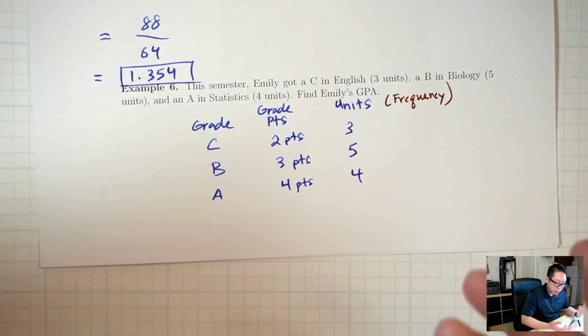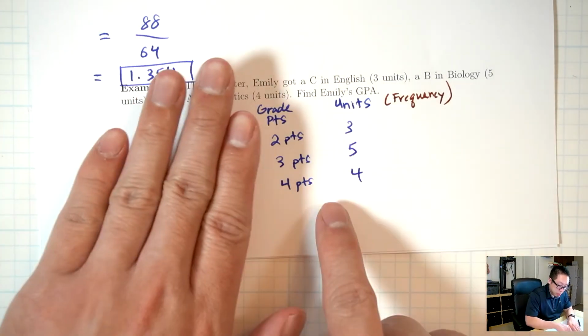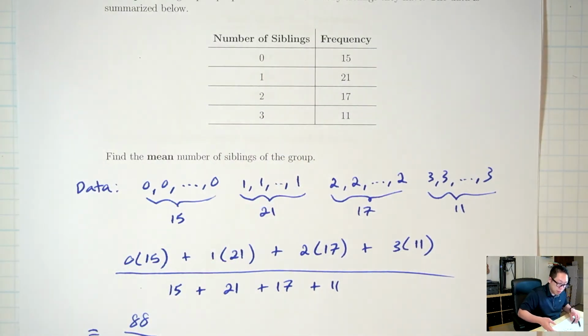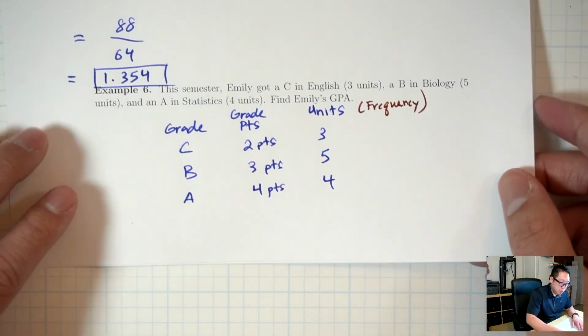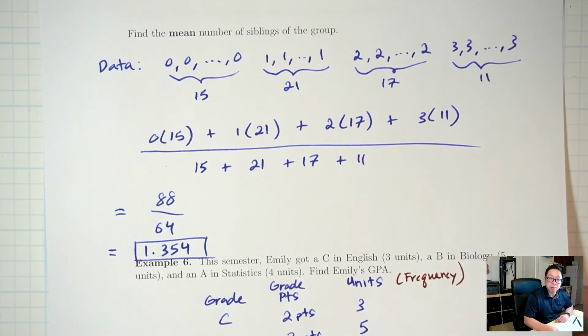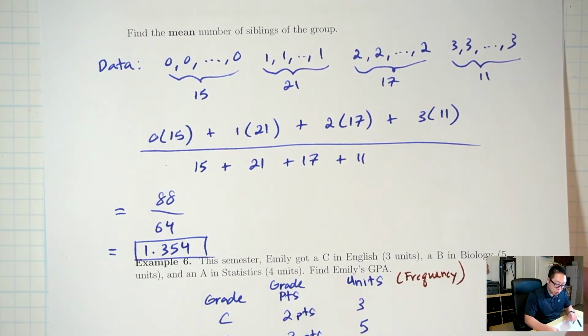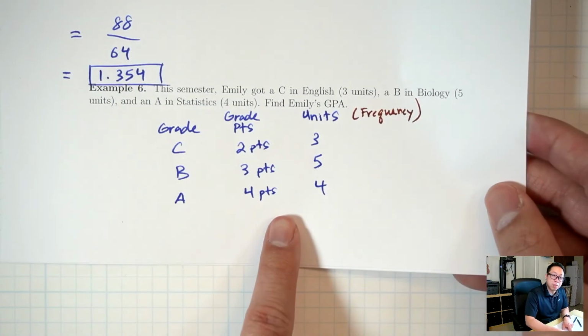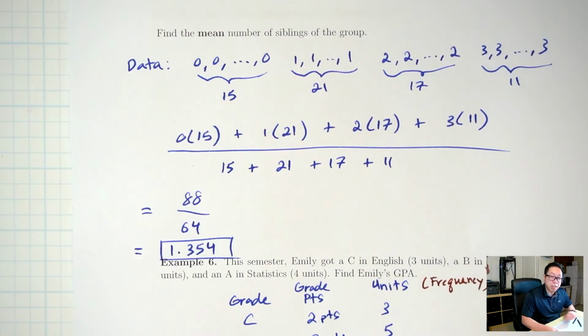And then the way you calculate GPA is, this is now a table that looks very similar to this one. And so to find the mean here, you do exactly what we did in example 5. Okay, so I won't go through and finish this, but after you set this up as a table like this, the calculation is going to be exactly the same as example 5.